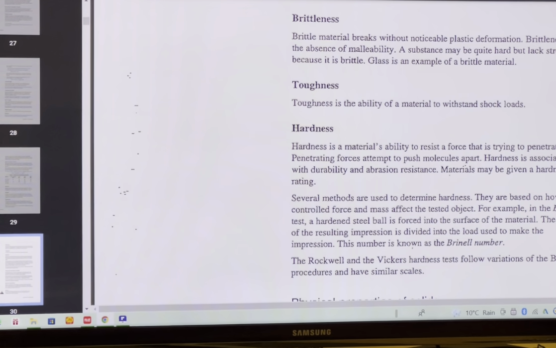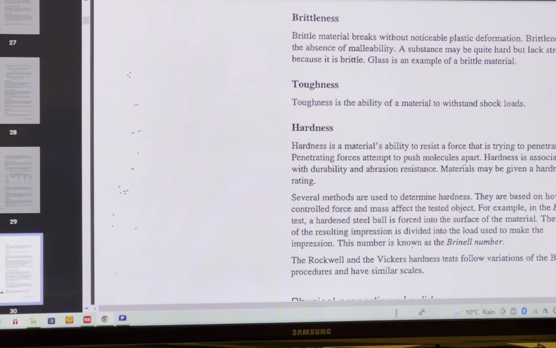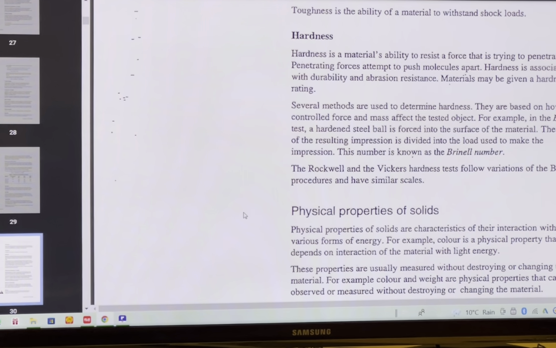Next, hardness. Hardness is a material's ability to resist a force that is trying to penetrate it. Here it is a time to push the molecules apart. Hardness has a lot of examples in the lab, you can see.